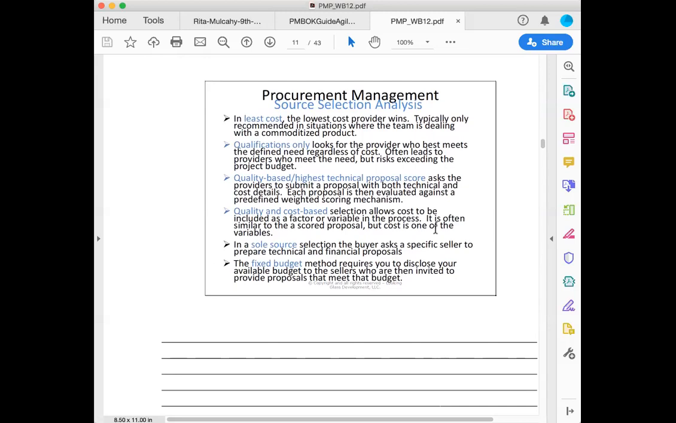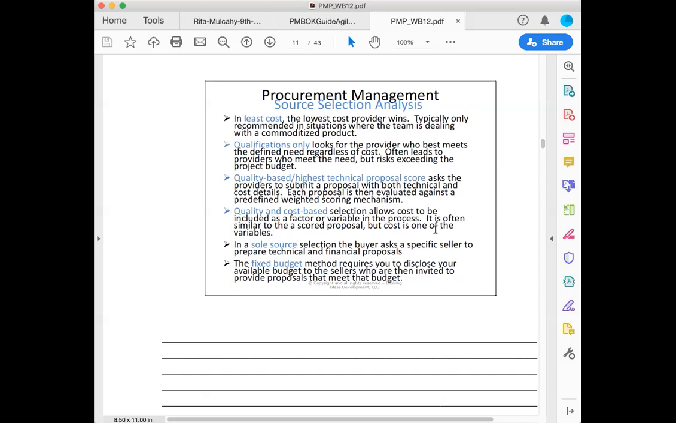Qualification only looks for the provider who best meets the defined need regardless of cost. Quality-based / highest technical proposal score asks the provider to submit a proposal with both technical and cost details. Quality and cost-based selection allows cost to be included as a factor or variable in the process. And sole source asks a specific seller to prepare technical and financial proposals such that they don't have to even get any other bids, right?